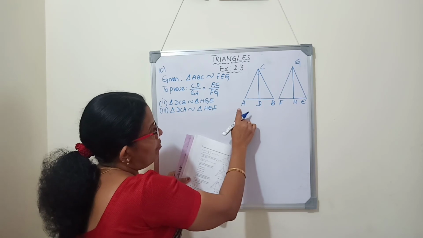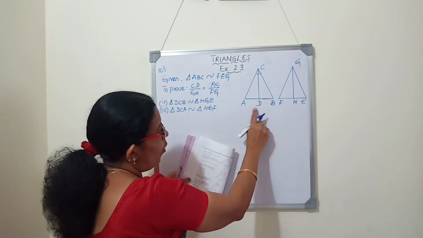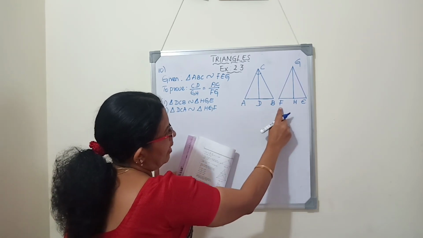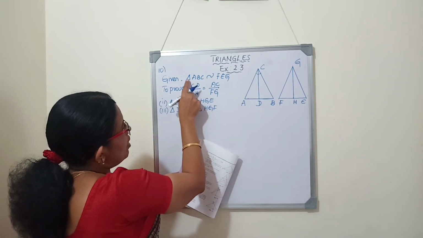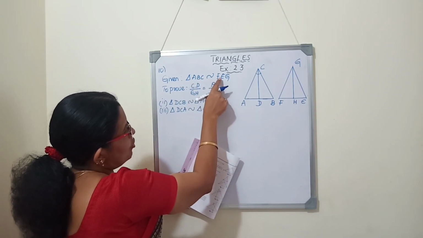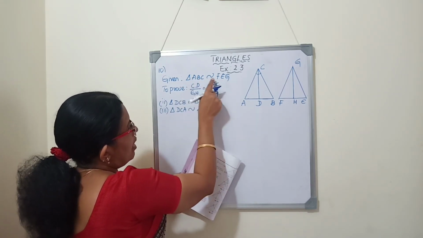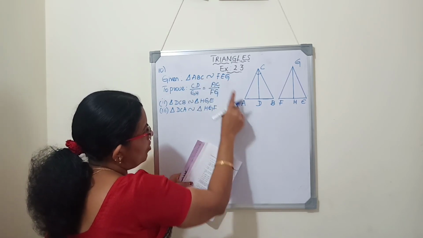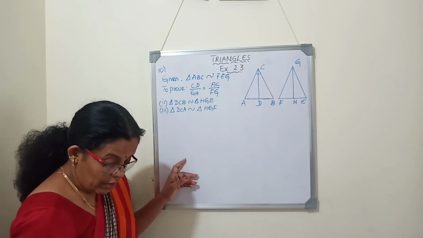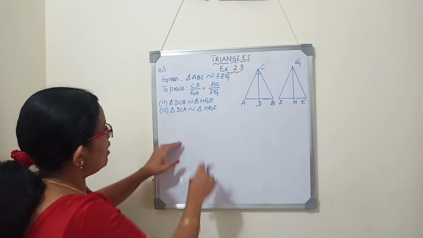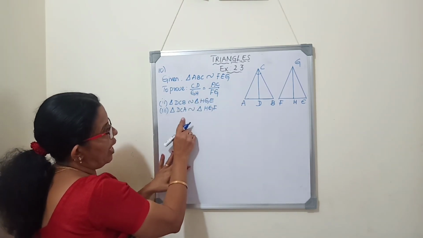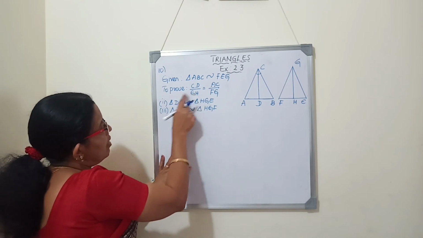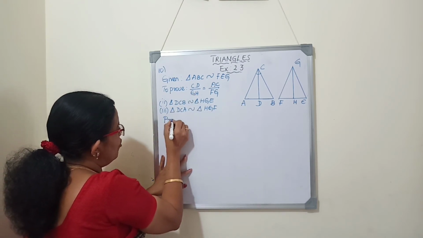Even though the triangle names are ABC and EFG, why have we written AB here and FE? Because they told triangle ABC is similar to triangle FEG. So A corresponds to F, B corresponds to E and C corresponds to G. Like that you have to write. So we have to prove that these ratios are equal and these two triangles are similar. So we'll start the first proof.